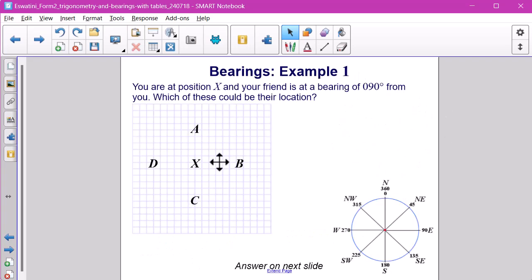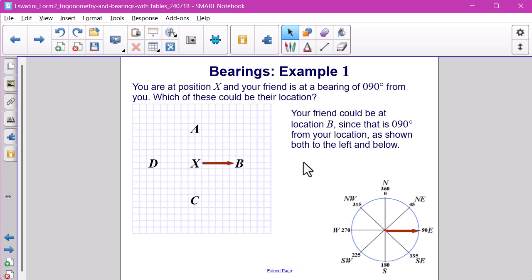Here's an example. You are at position X, and your friend is at bearing 90 degrees from you. Which of these could be their location? Well, remember, bearings are from north, so if we're going 90 degrees from north, that would be in this direction to the right, so they would be at point B. Your friend could be at location B, since that is 90 degrees from your location. Because north is pointing upwards at A, 90 degrees from north would be pointing at location B.